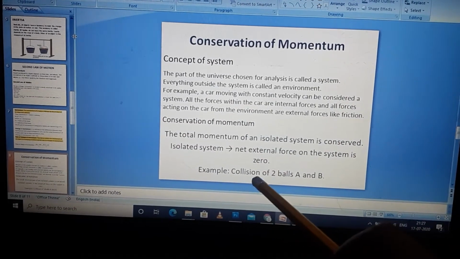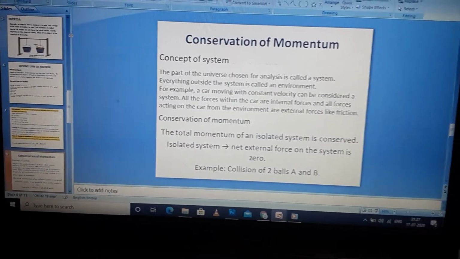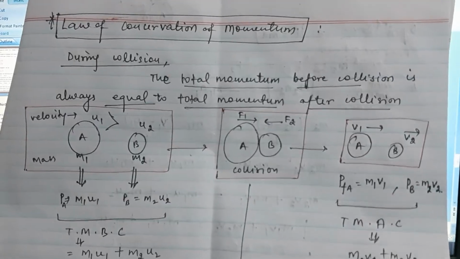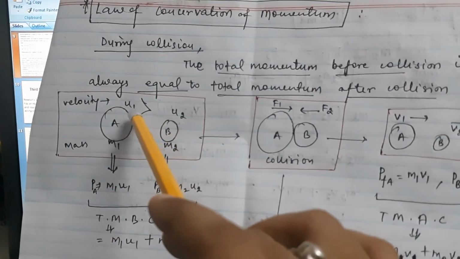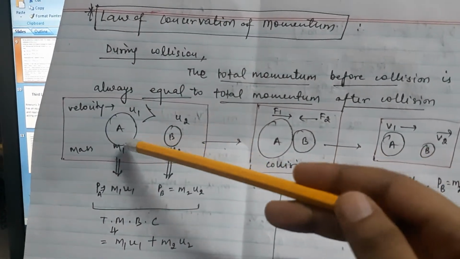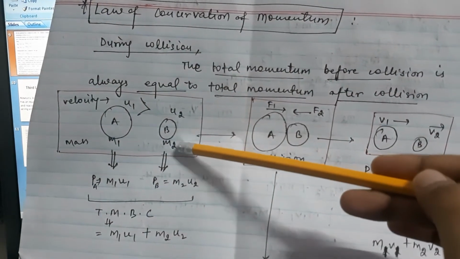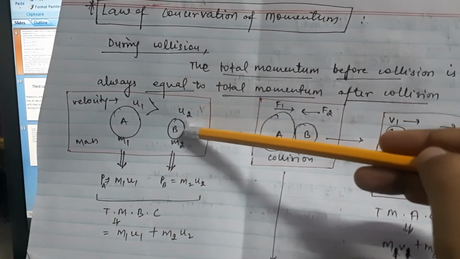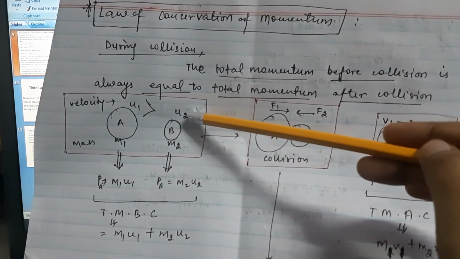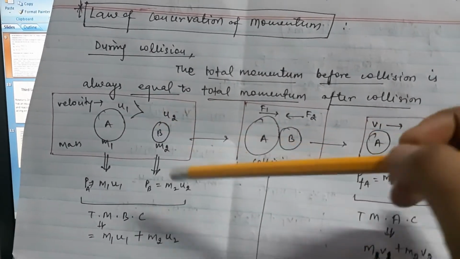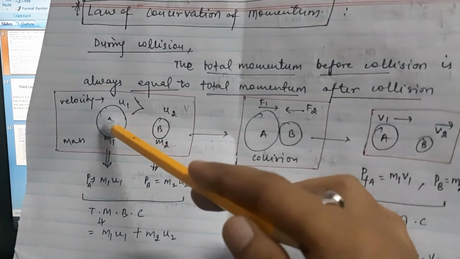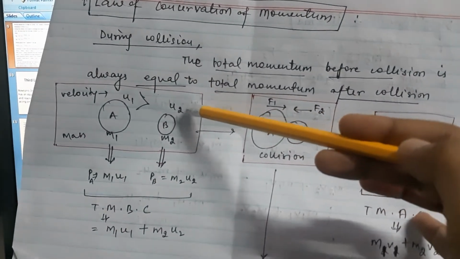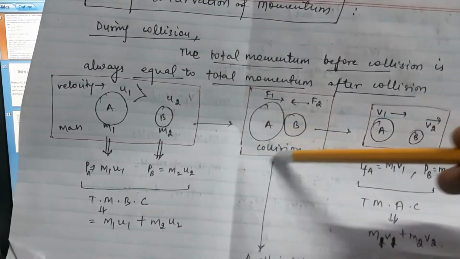Let's take an example of collision of two balls. If we have two balls, ball A and another ball B, and we collide both of them, you can see here we have two balls. Ball A has mass m1 while ball B has mass m2. The initial velocity of ball A is u1 while the initial velocity of ball B is u2. Both balls are moving, and the initial velocity of A is more than the initial velocity of B, due to which both the balls collide.